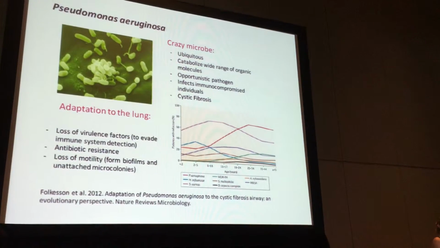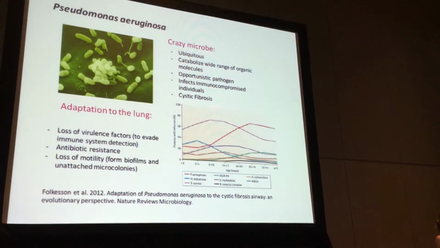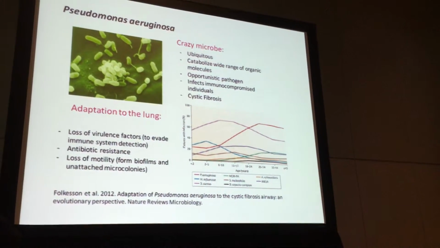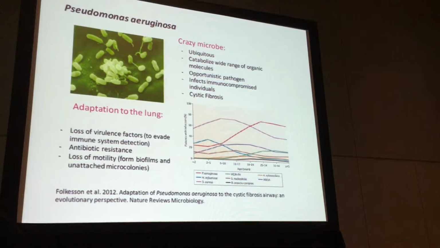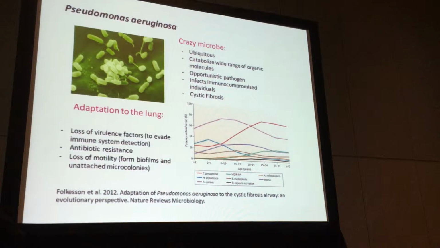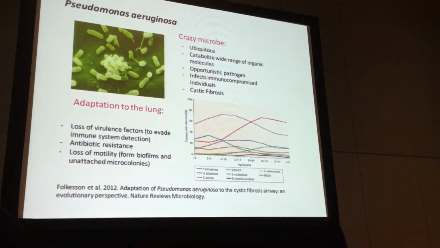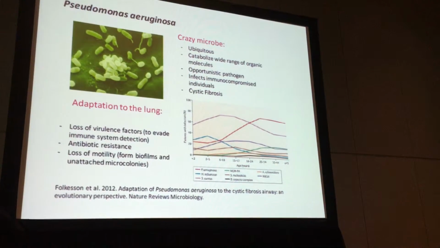It's also an opportunistic pathogen, so it infects people who are immunocompromised. It's a very common problem in hospitals, causes a lot of infections there, including in individuals with AIDS. It infects burn wounds, and the types of infections you saw in the previous talk. But most importantly, it infects the lungs of cystic fibrosis patients. And there's lots of other things going on in the lung.